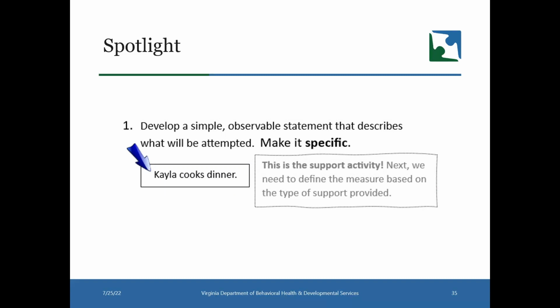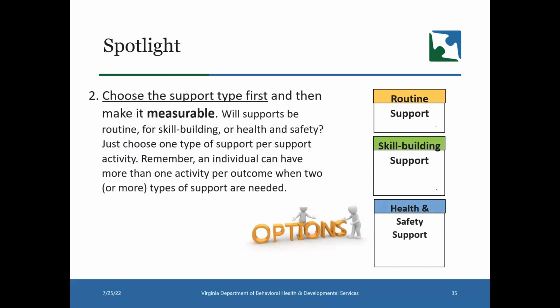But we need to go further than just stating the simple support activity. We have to make it measurable, and we have to define what type of support we're providing and what we're trying to accomplish here. So the ISP has space for entering a measure. And so we want to choose the type of support that we're going to provide. And there are 3 types of support described in the DD waiver manual. So there's routine support, there's skill building support, and there's health and safety support. So you have to make a decision and choose one, right? You want to pick one type of support for the development of that outcome.